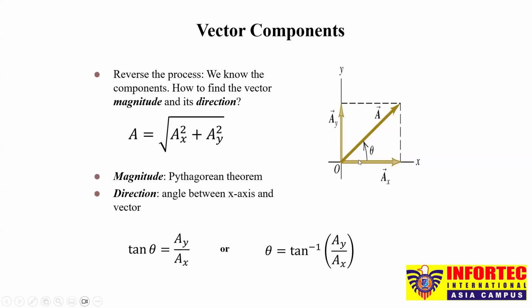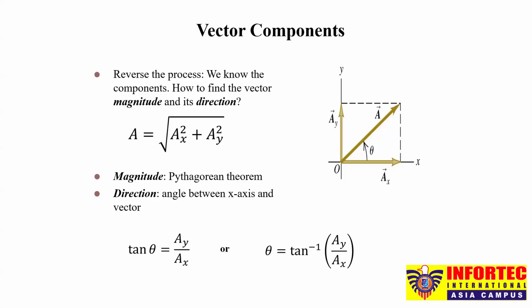How do we find the angle? We can use the tan theta value. This is also a right angle triangle. Tan theta is equal to Ay divided by Ax. Then we can find the tan theta value and express theta as tan inverse of Ay over Ax. This is the direction of the resultant vector A.